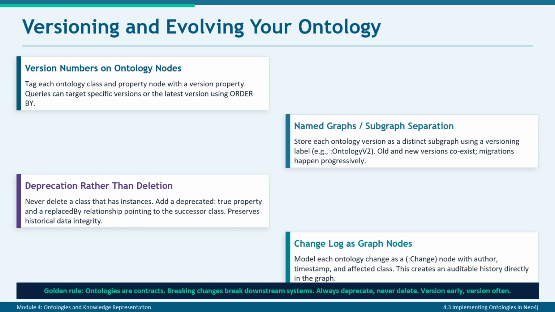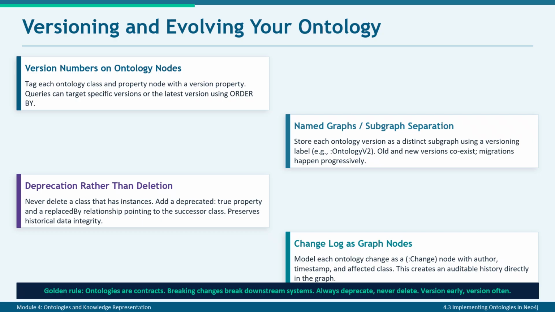Strategy 4. Model changes as graph nodes. Create a Change node for each ontology modification, recording who made the change, when, and which classes were affected. This gives you a full audit history, directly queryable in Cypher.